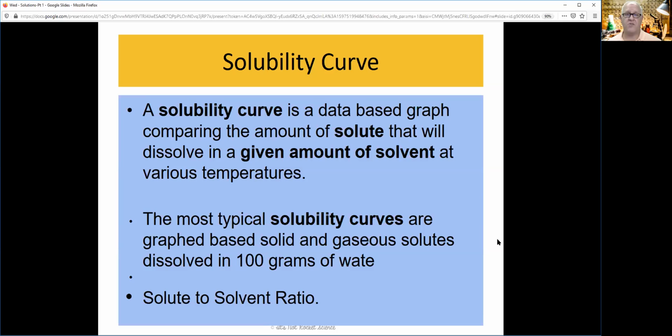Now, just like the other day when we were looking at state changes of matter from solid to liquid to gas, we dealt with a heat curve. Solutions work with what's known as a solubility curve. And a solubility curve is a data-based graph comparing the amount of solute that will dissolve in a given amount of solvent at various temperatures. And the most typical solubility curves are graphed based on solid and gaseous solutes that will dissolve in 100 grams of water. And it's a solute to solvent ratio. So let's take a look at that.